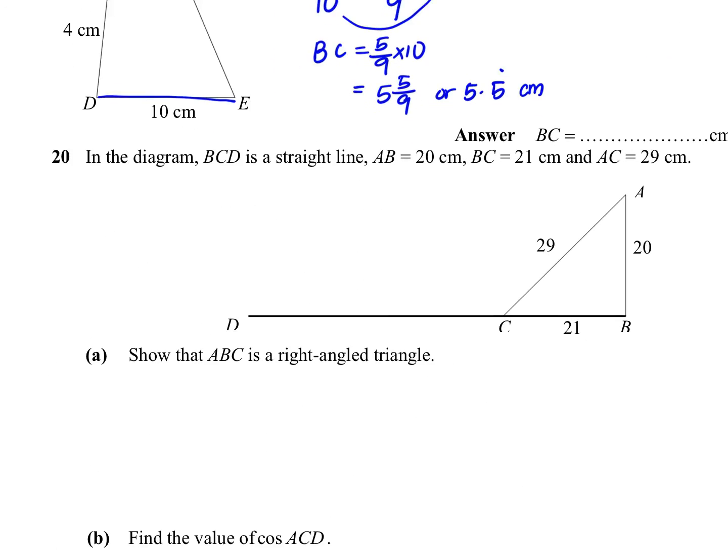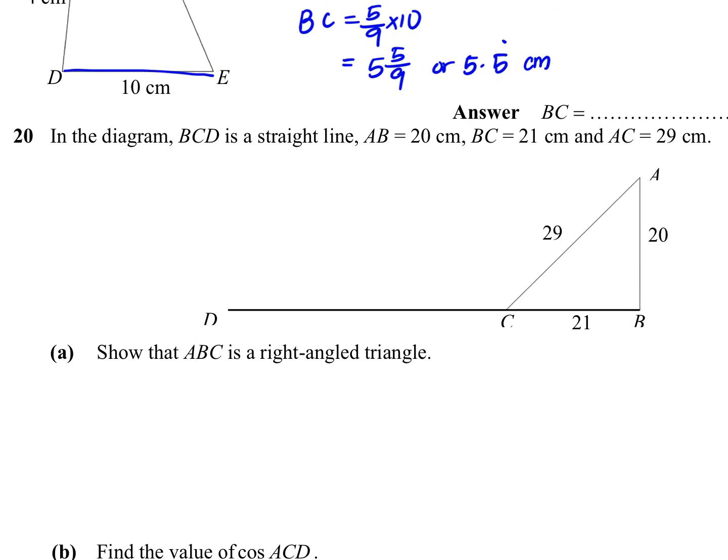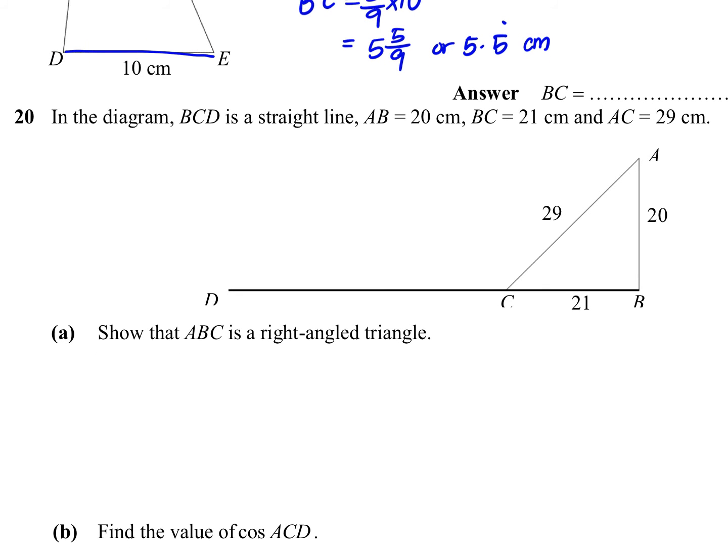Okay? Next one. This one is what we have studied this year. Should be quite familiar with it. First thing, how do I show a right angle? When I want to show a right-angled triangle, must use the one that starts with the letter C. Yes, converse of Pythagoras theorem.